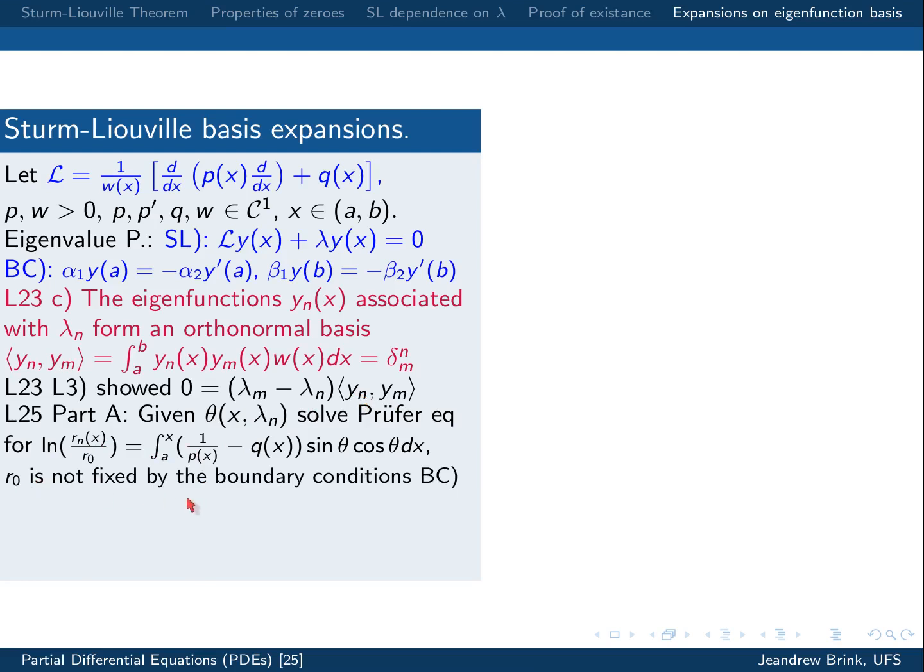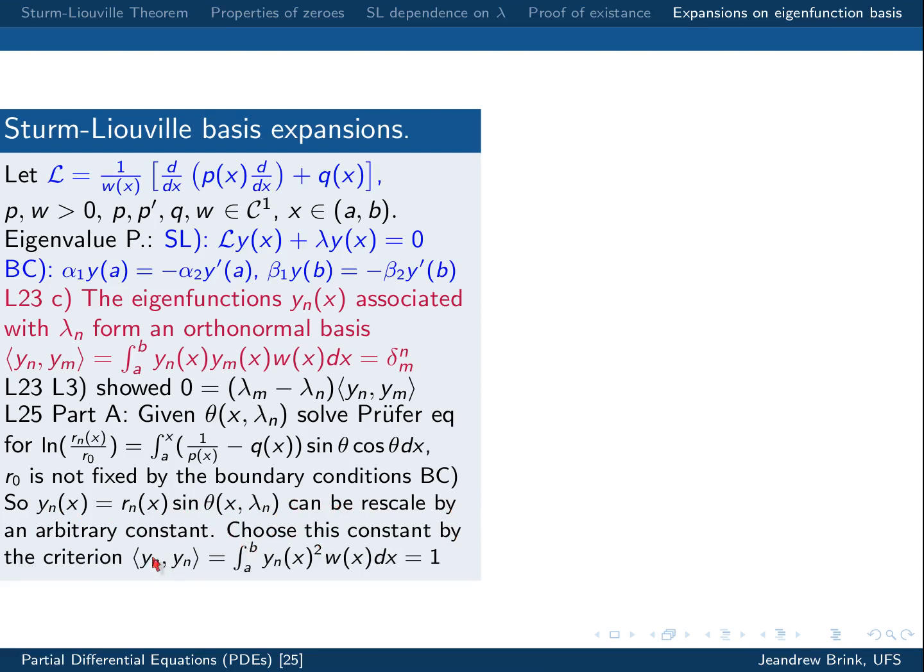R0 is not fixed by the boundary conditions. So we can compute our yn of x, and it's just Rn of x, sine theta of x lambda n. And then we fix the scale. So we basically fix R0 so that yn comma yn, which is just defined by this integral, so basically yn squared, which we now know, times the weighting function, is equal to 1. So that's how we're actually going to fix this R0.